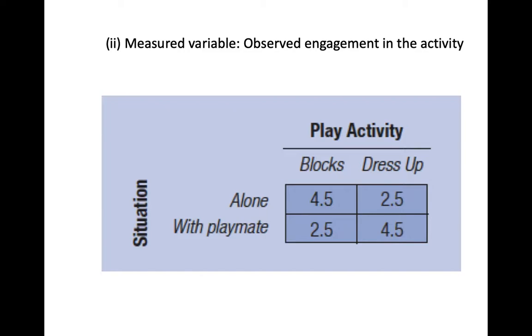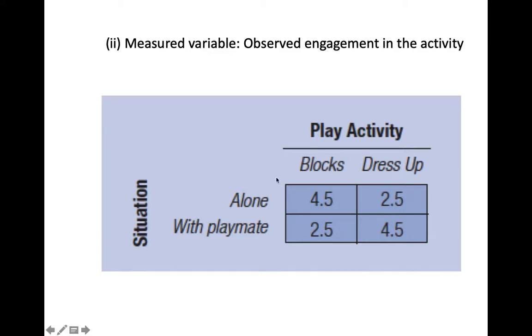All right, the next one. The measured variable is engagement in the activity. So how engaged people are when they do different activities or tasks. These are children's tasks, of course, measuring a child's engagement in the activity. The situation would be playing alone versus with a playmate. And then there are two different types of activities, playing with blocks or playing dress up. So looking at the cell means, you can imagine some study in psychology where you've got researchers and psychologists observing kids actually doing these activities and playing.